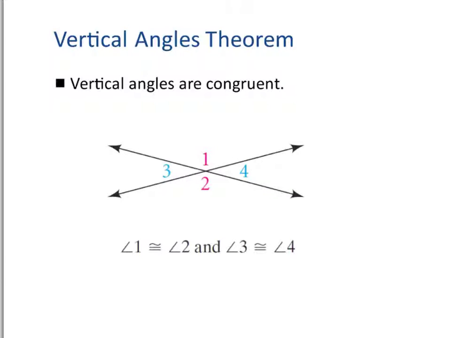The first theorem that we have in this book is the theorem on vertical angles. You, in fact, already know this, but there's a vertical angles theorem that says all vertical angles are congruent. So given this picture, angle 1 is congruent to angle 2, and angle 3 is congruent to angle 4. Those are vertical angles. They're across from each other, so they're going to be equal.